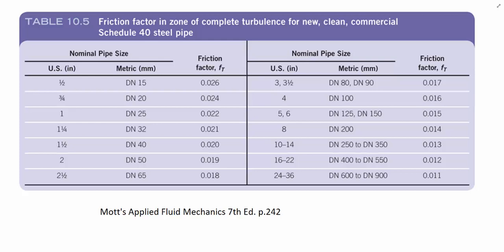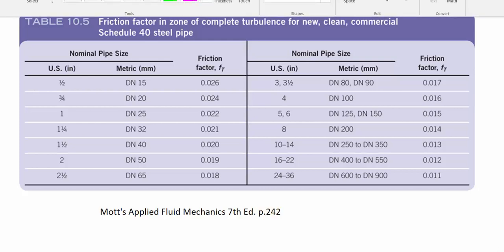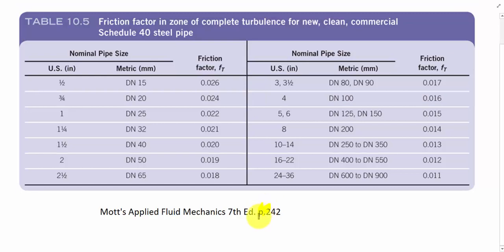The textbook also gives a table on page 242, and this table is for us to get the Ft number for Schedule 40 steel pipe. And be careful, this table is only for new clean pipes, and if you have a used pipe, it doesn't apply.